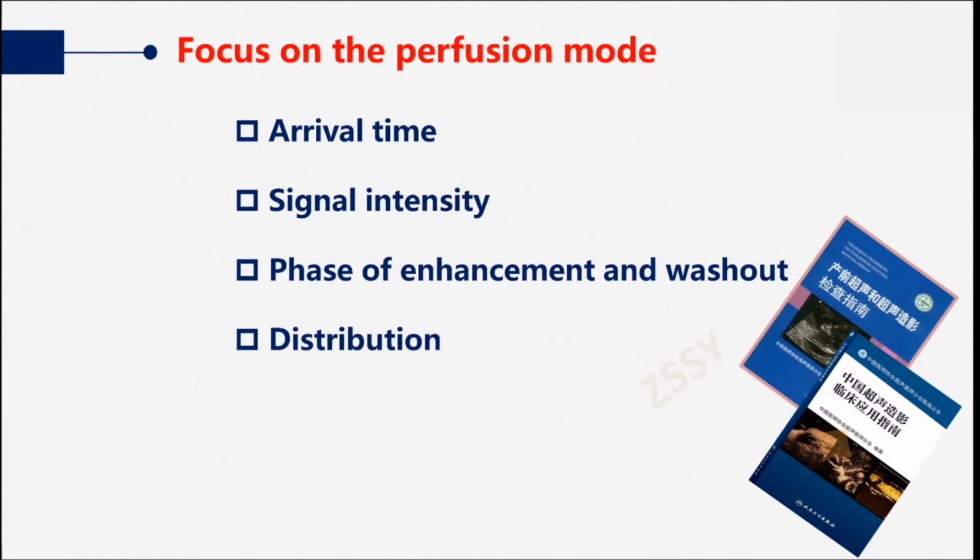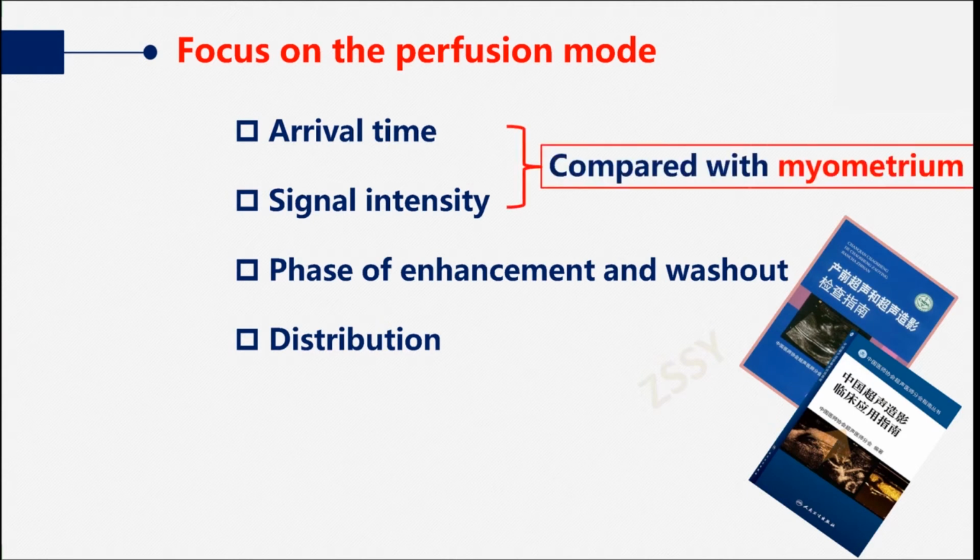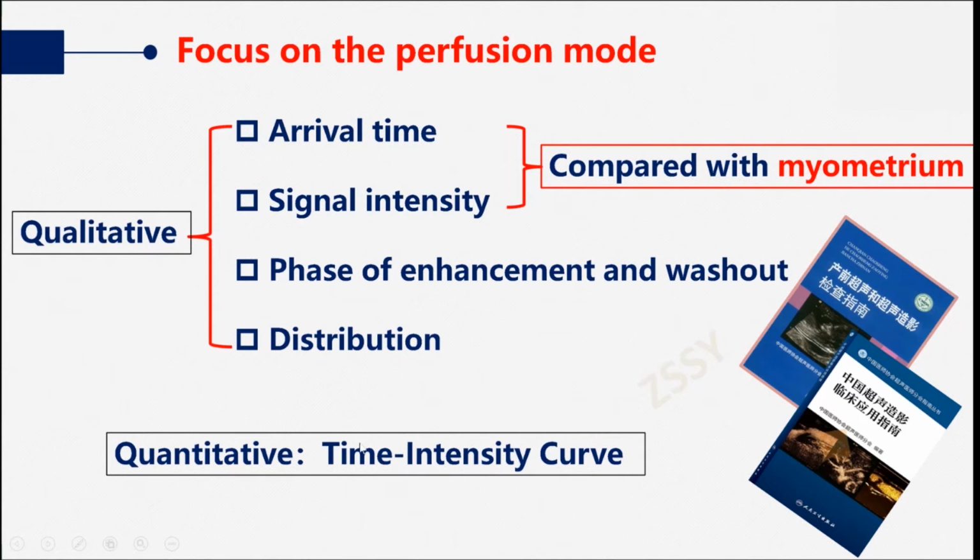Then, what should we focus on? Instead of the time intensity curve, which is a quantitative analysis, the qualitative indicators can also provide a lot of information and are more convenient. We should focus on the features such as the arrival time, signal intensity, the phase of enhancement and washout, and the distribution of the agent inside the masses. For gynecological disease, the reference is the normal myometrium. Here showed the features of the qualitative performance.